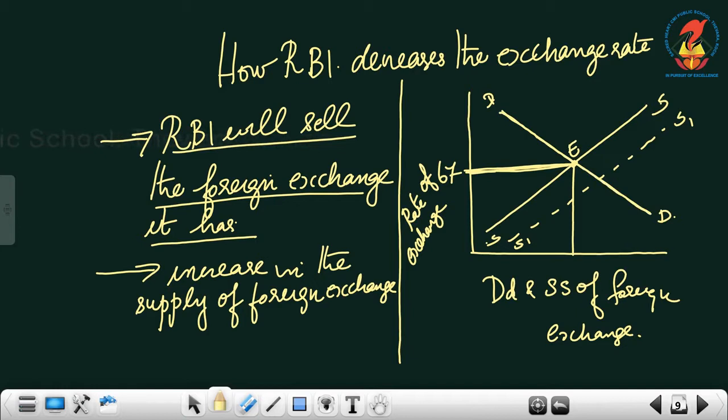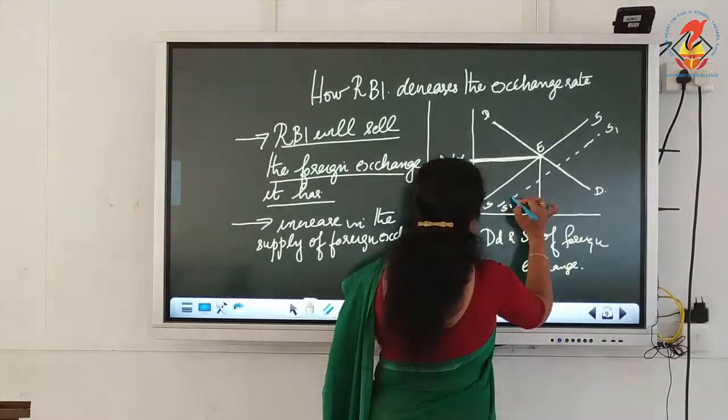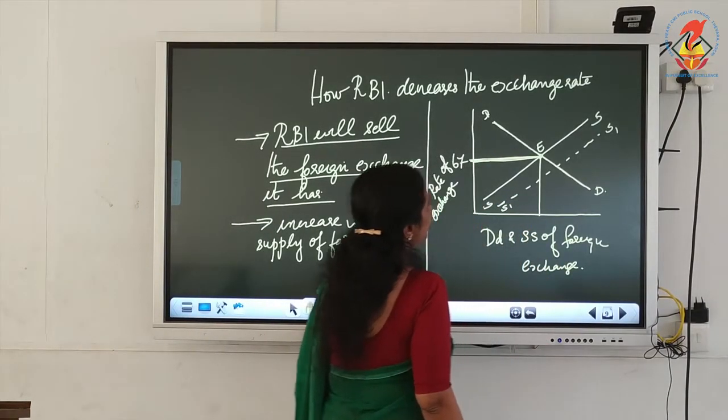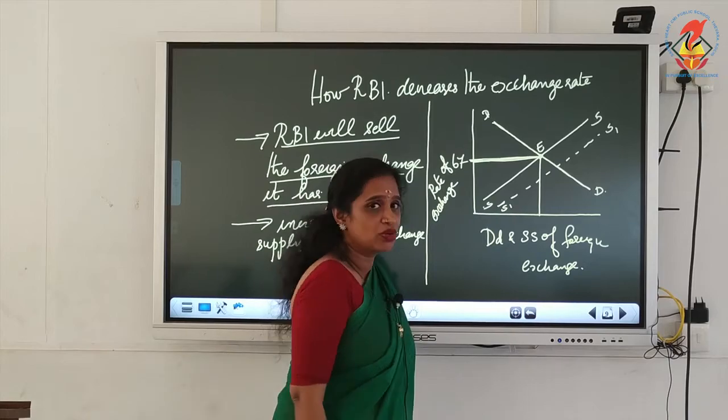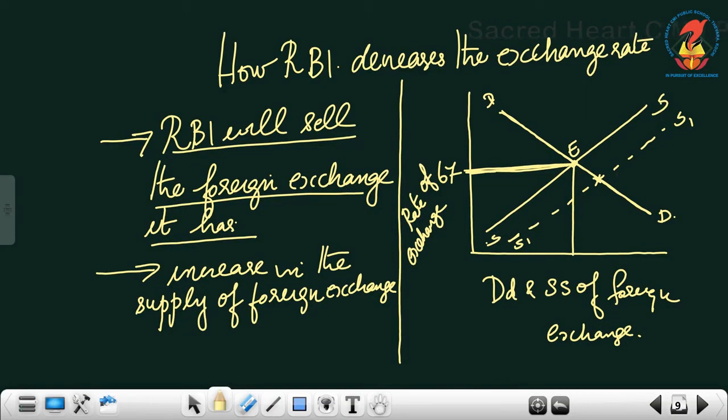What is changing? Supply, because RBI is selling. That process is taking place, right? Therefore, the supply curve will shift to the right. Now, when the supply curve is shifting to the right, what can you find here? The new equilibrium point where demand and supply intersect is here. This is a new equilibrium point E1.